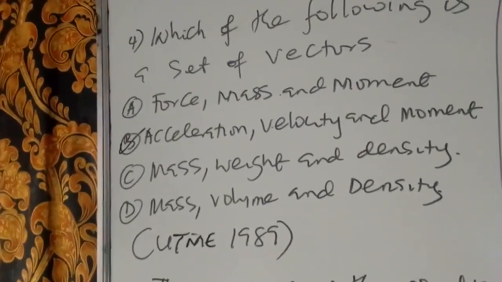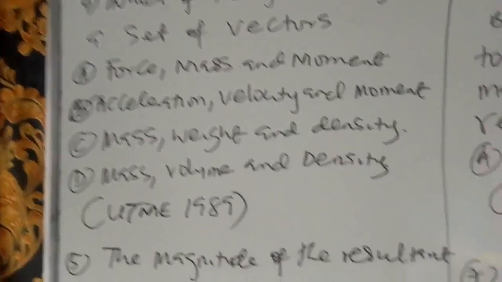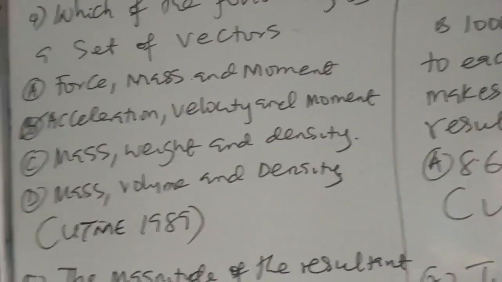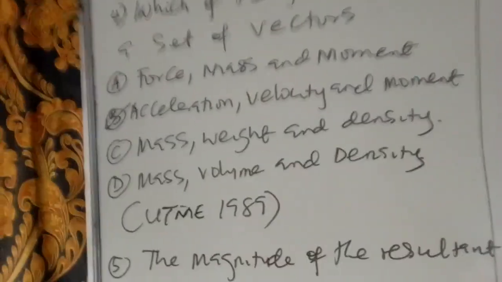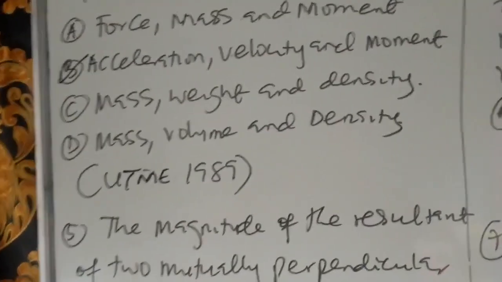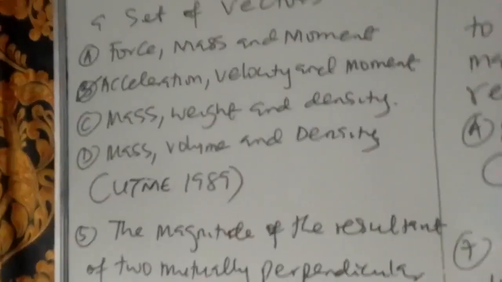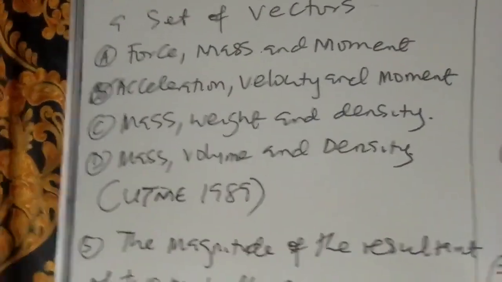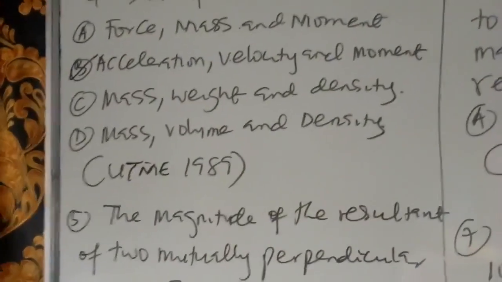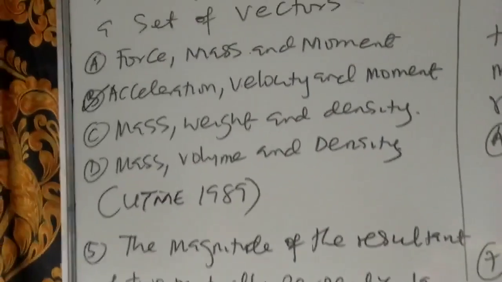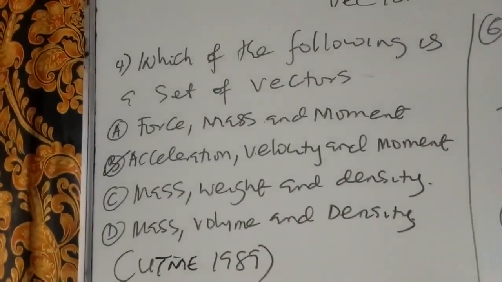Option C, mass also is a fundamental quantity, a scalar, and density, even though it's derived, is also a scalar quantity. So mass and density are scalars, even though weight is a vector. So C is not the answer. Look at option D. Mass, volume, and density, all three of them are scalars. So the answer to number 4 is B. We now go to number 5.